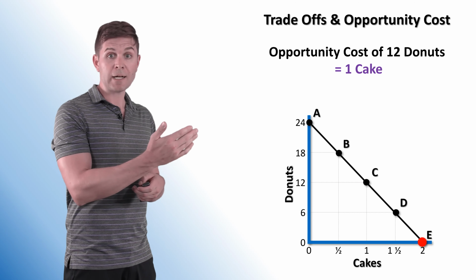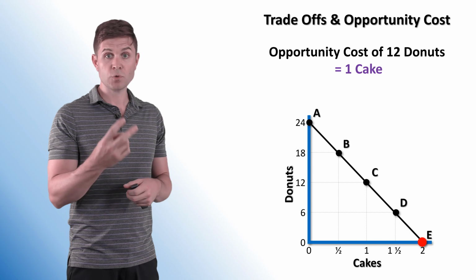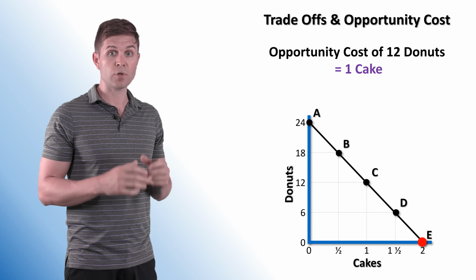Now, shifting back up the curve, starting at point E, 2 cakes, 0 donuts. If I want to produce more donuts, it's at the cost of cakes. So shifting production back from E to C, I'm gaining those 12 donuts at the cost of 1 cake. If I want to shift production back up to point A, I'm gaining 12 more donuts at the cost of 1 more cake. So anytime we shift production one way or the other, there's going to be an opportunity cost.